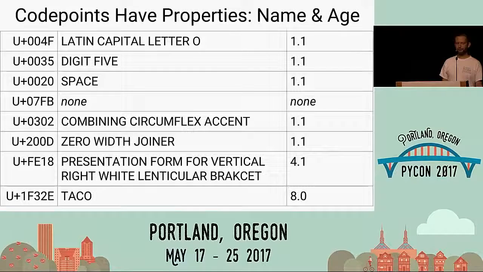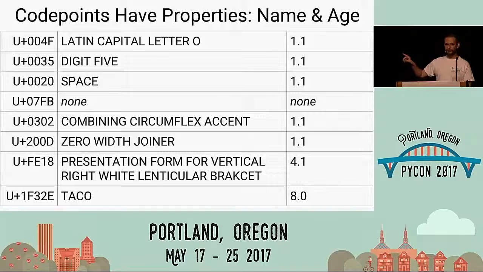Age is what version of Unicode it was assigned. 1.1 just means it's old as dirt, really. There's nothing that's 1.0. 1.1 is from 1993, so some of these assignments are older than people here, probably. You can see there's another, taco got added in 8.0.